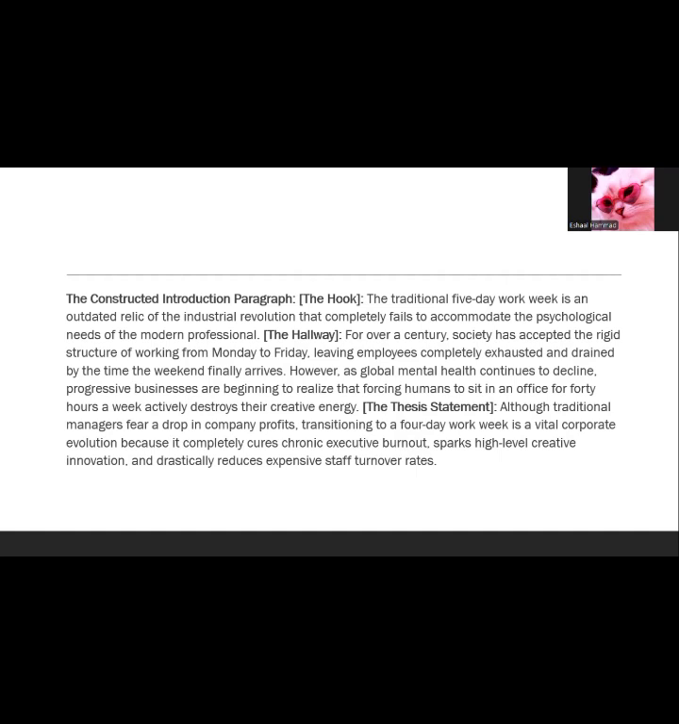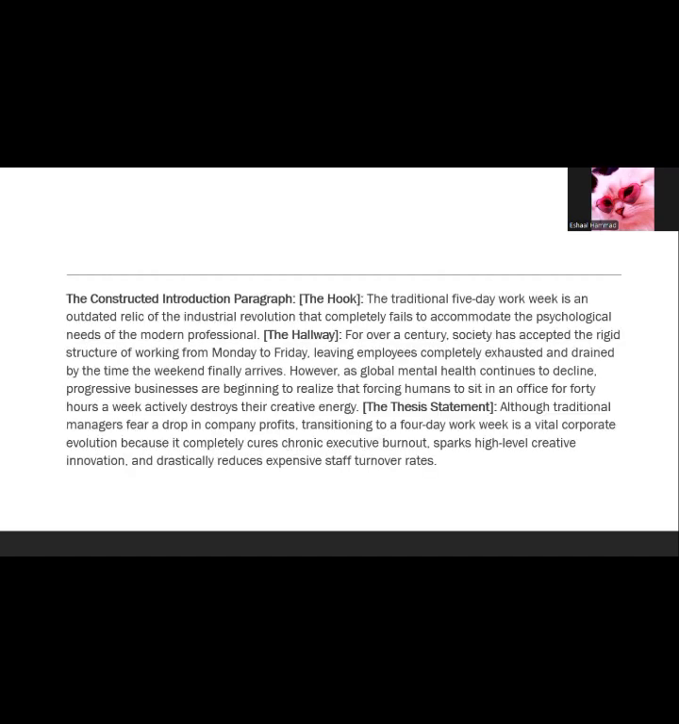All the traditional managers fear a drop in company profit. Transitioning to a 4-day work week means we are explaining something opposite to the background. That's the thing that I wanted you to focus on. Now we may read the whole paragraph first. The traditional 5-day work week is an outdated relic of the Industrial Revolution that completely fails to accommodate the psychological needs of the modern professional. So this is the hook statement that can grab the reader's attention.